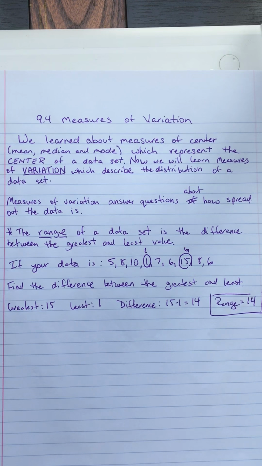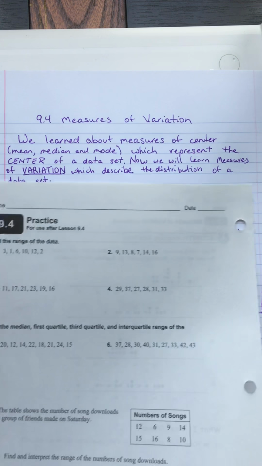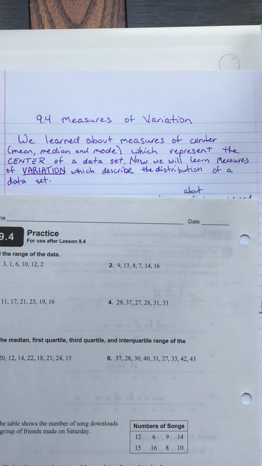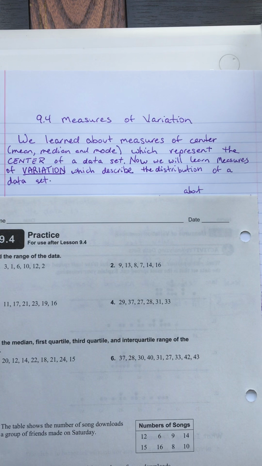Okay, now, that is it for the note part of this section. We learned about what a measure of variation is and how it's different than a measure of center. And we also learned about range. On your RPJ page, you have 4 problems here where you need to find the range of the data.